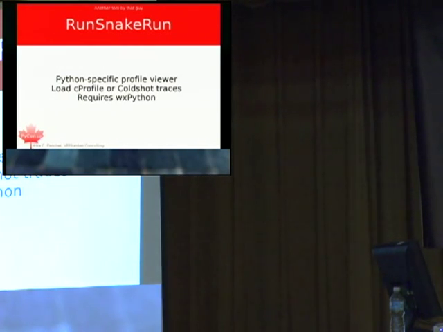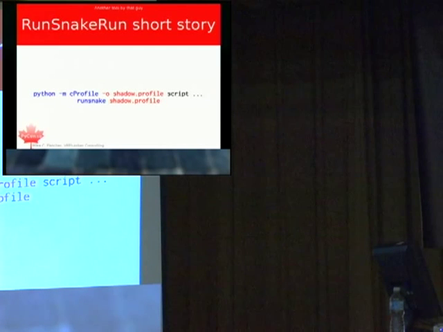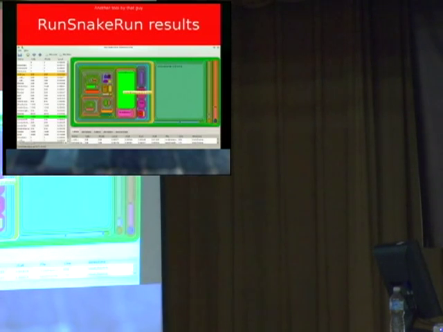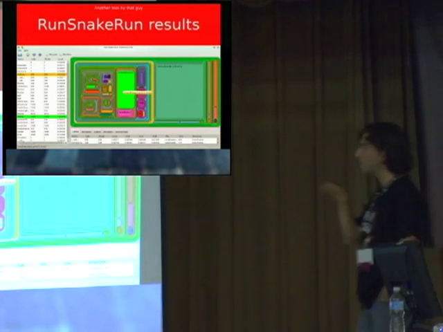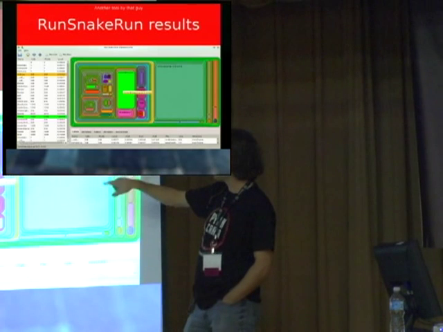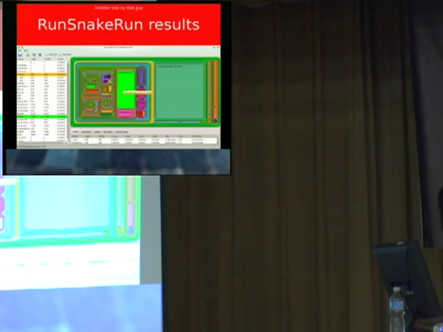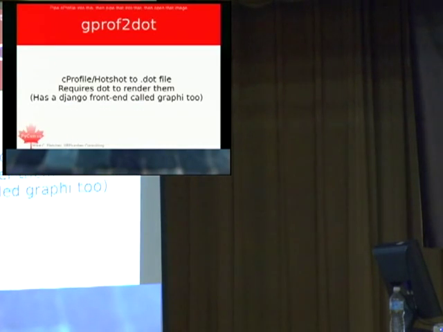RunSnakeRun is basically a Python-only version of kcachegrind. It's much newer. It handles profile traces as well as memory profile traces. RunSnakeRun basically runs on one of those profile files you've saved with the -o option, and it pops up like this. So as you can see, very similar. Because it's Python-specific, it does a better job of assigning what called what, so you can actually see what's going on.